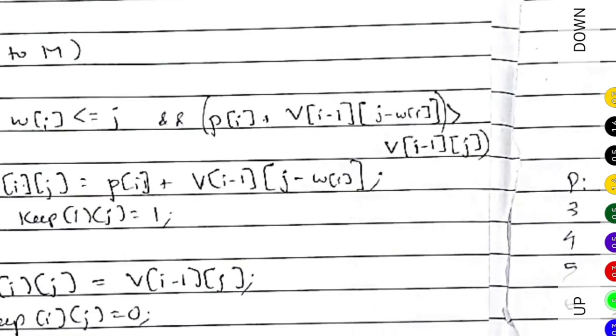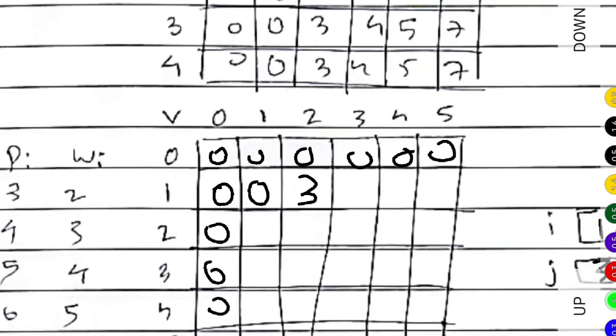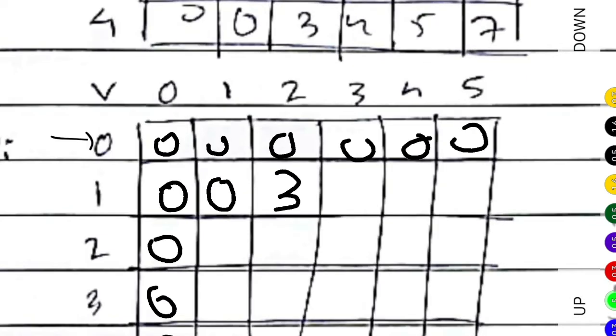The second condition is p of I plus v of I minus 1, j minus w of I. That means which location? V of I minus 1 means this row, that's confirmed. And which column? J minus w of I. What is w of I? W of I is 2, so j minus 2. J is 3, 3 minus 2 is 1.